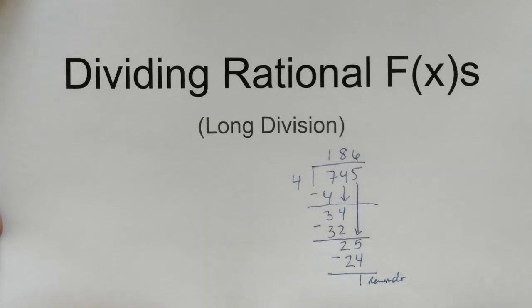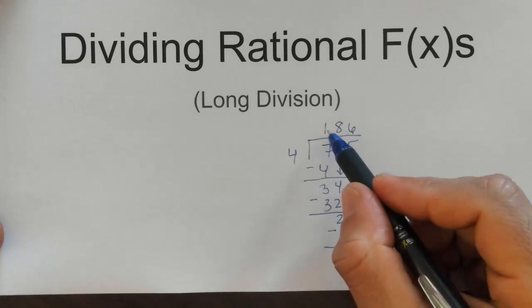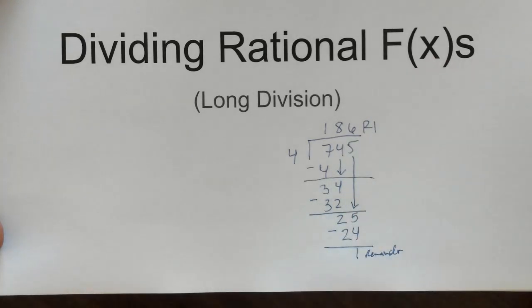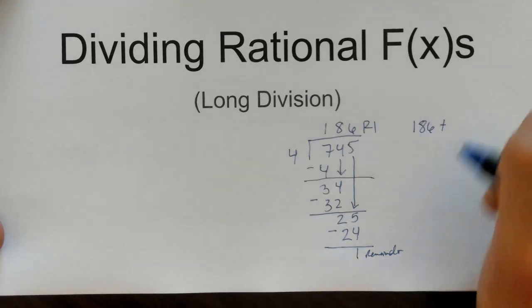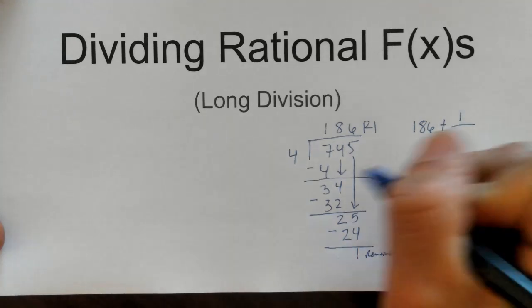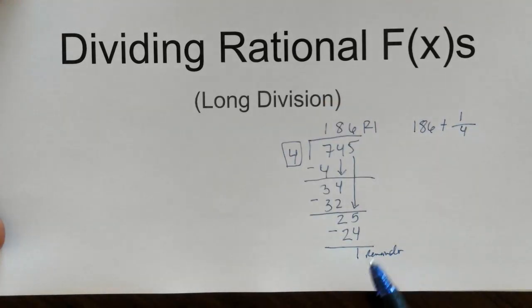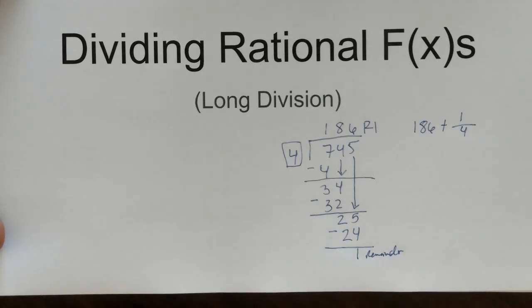Now there's a lot of ways of writing the remainder. We could say 4 goes into 745 186 times, remainder 1. That's probably one of the ways that you learned it. We're going to be using this notation, 186 plus the remainder over the original problem. So 1 over 4 is 0.25, so 186.25.